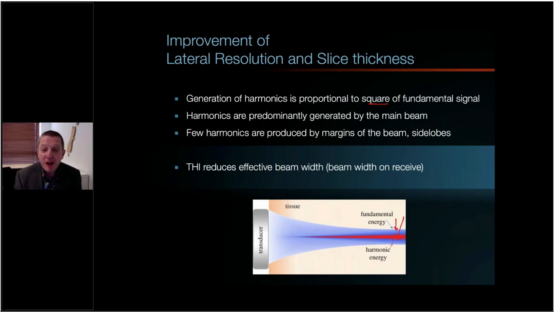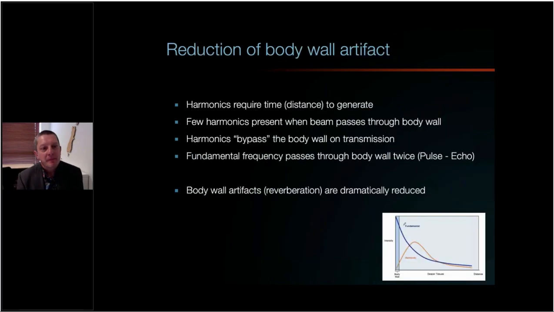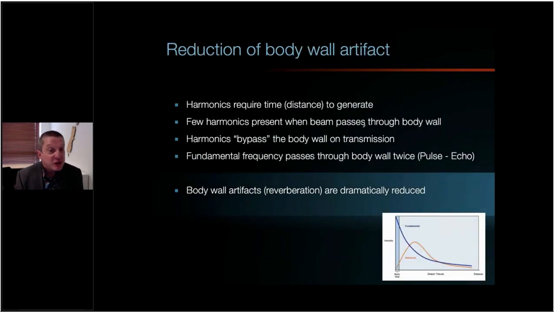So I've now described how tissue harmonic imaging can improve our resolution, not in the axial dimension, but at least in beam width. Now, we have also touched on the fact that harmonics require time to generate. Time means distance, and therefore very few harmonics are present at the body wall. So harmonics sometimes are said to bypass the body wall, and as a consequence, we have reduction in body wall artifacts.